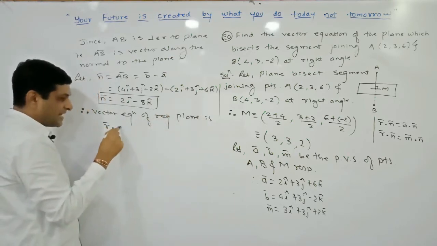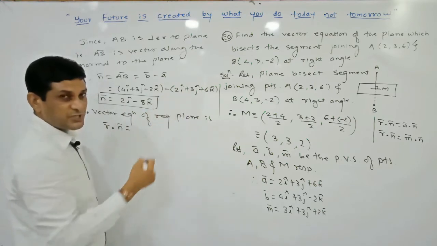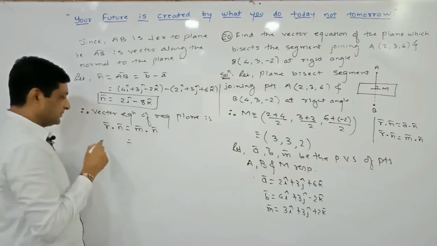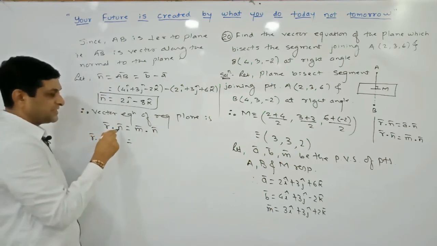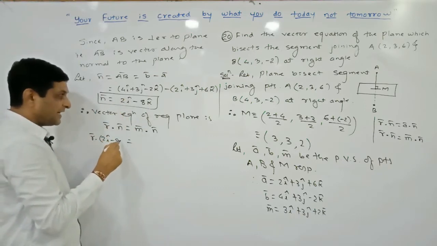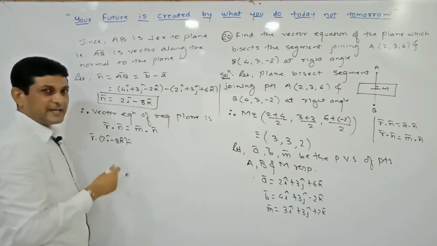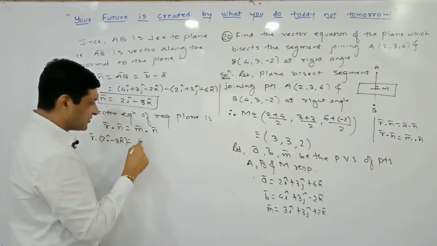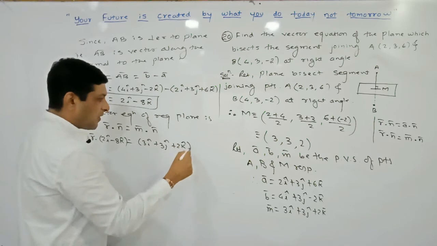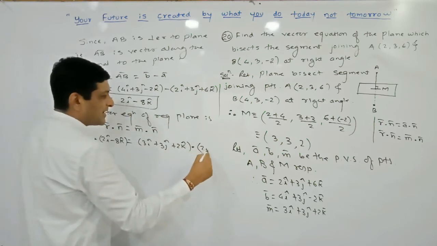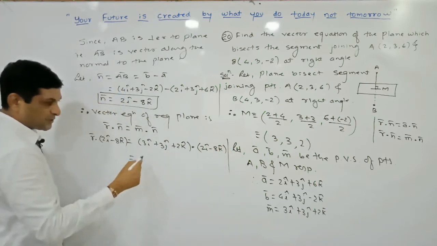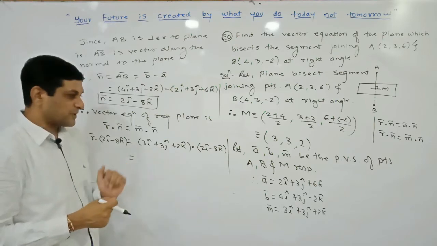So therefore, vector equation of required plane is r bar dot n bar is equal to, instead of a bar, the position vector of a point on the plane, m bar dot n bar. On this side r bar, keep it as it is, replace n bar by its value, 2i cap minus 8k cap. And on the right hand side, replace m bar by its value, 3i cap plus 3j cap plus 2k cap, dot n bar. N bar is 2i cap minus 8k cap.